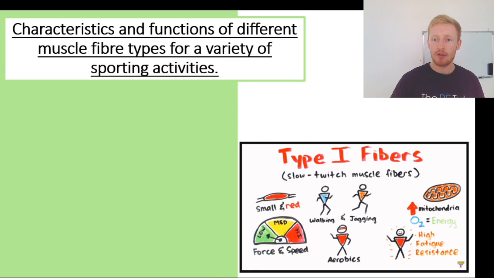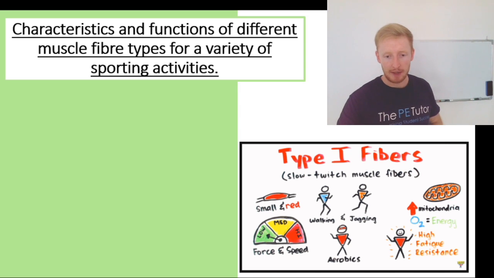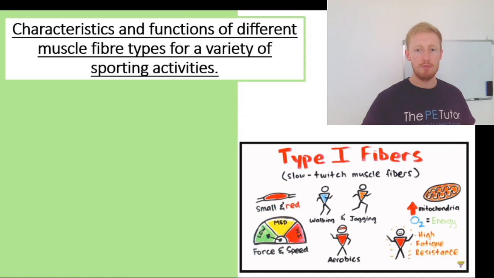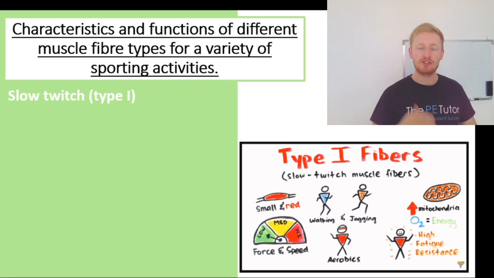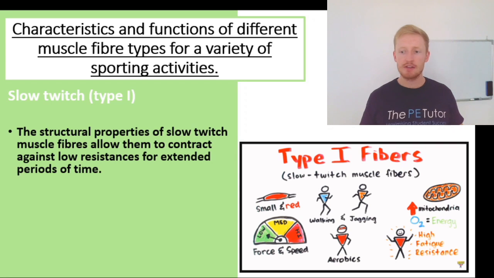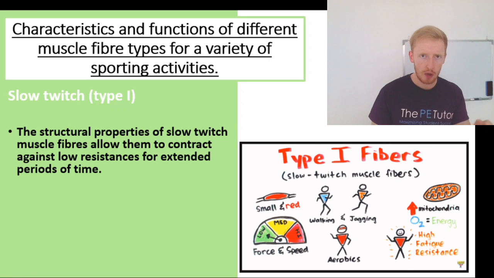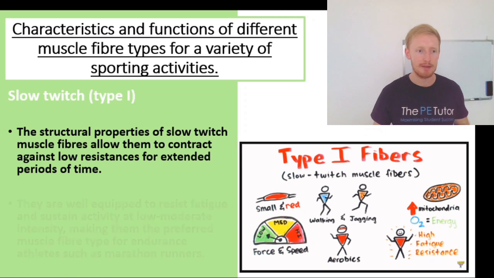So we'll start off with the characteristics of different fiber types. Now we have three different types that we need to know. And they are aptly named type 1, type 2A, and then type 2B or type 2X. So we'll start off with type 1. And these are our slow twitch fibers. They tend to be smaller in size. There's fewer fibers. They're smaller, they're less densely packed in.